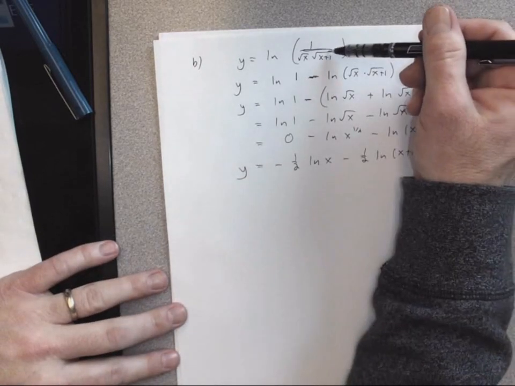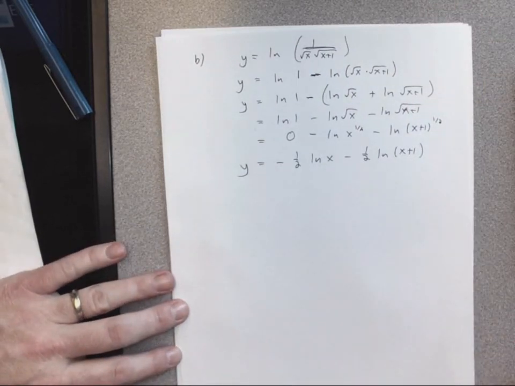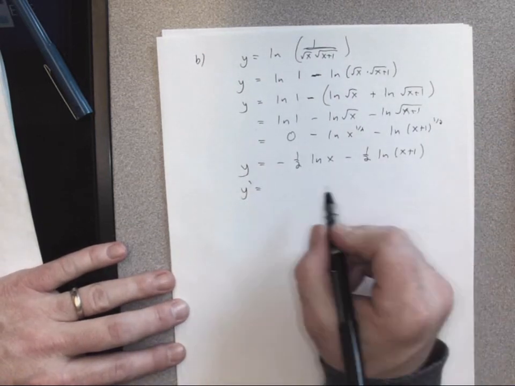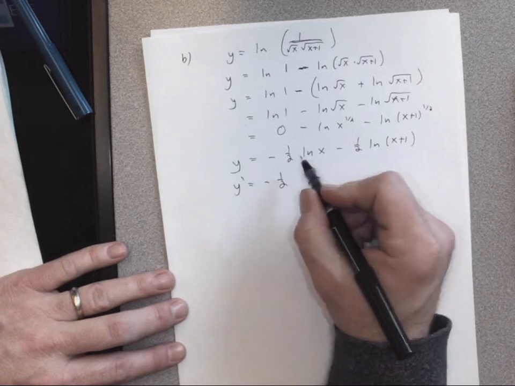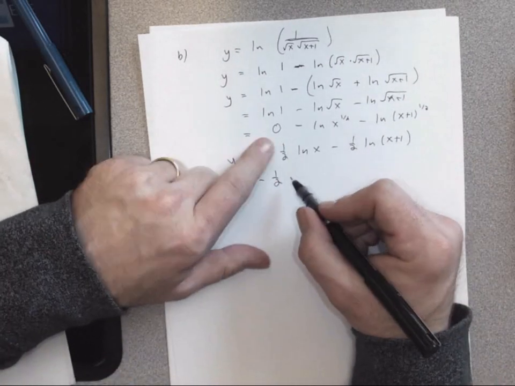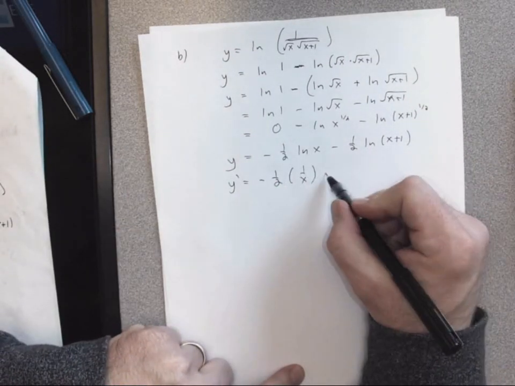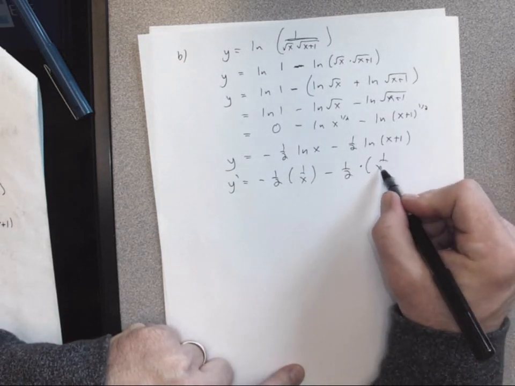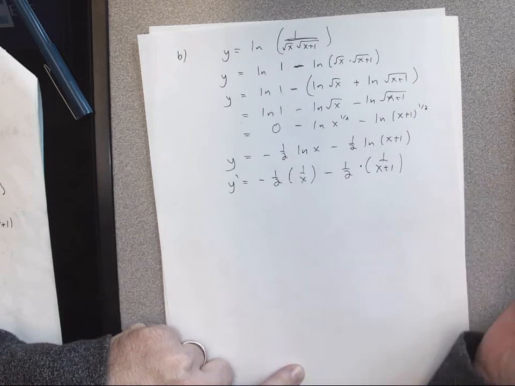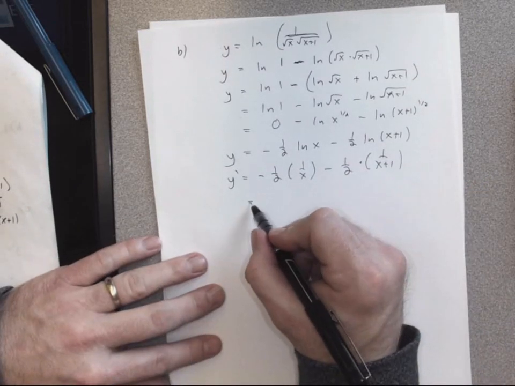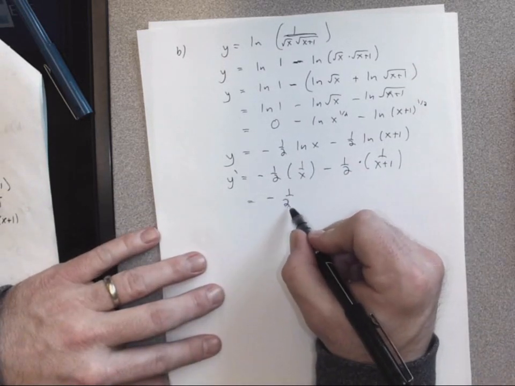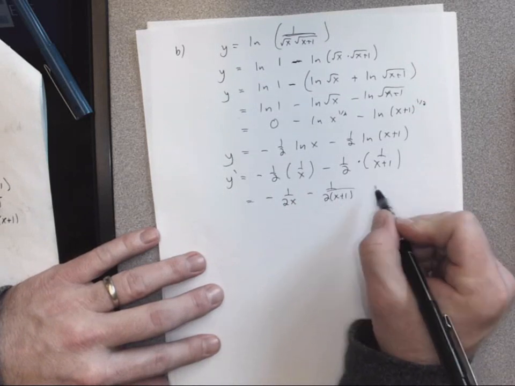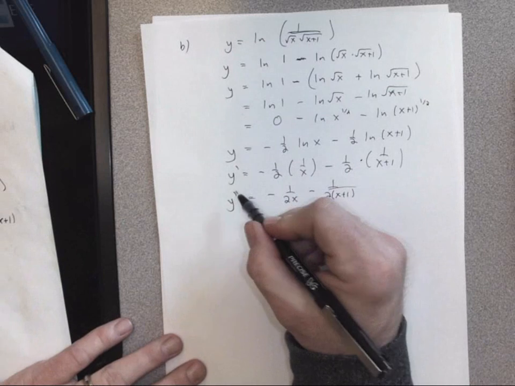And if you get really good at it, going from this line to this line can happen in one step. You don't really need to write all that. I'm just going to verify it. So y prime is going to be the derivative. Well, minus 1/2, because it's a constant, times the derivative of the natural log of x, which is 1 over x. Again, pull out the constant and the derivative of this is going to be multiplied by 1 over x plus 1 times the derivative of x plus 1, which would be 1. So this is going to be minus 1 over 2x minus 1 over 2 times x plus 1. That's y prime.